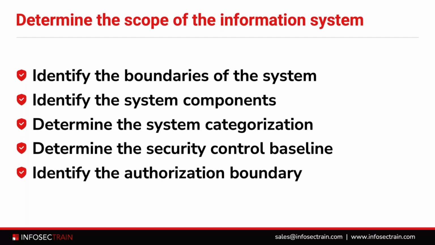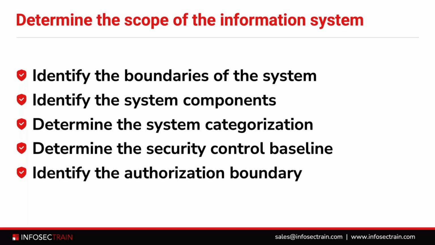Then identifying the system components basically involves identifying the hardware, the software, and any other components that are part of the information system. Determining the system categorization is the topic we'll be deep diving into. But at a high level it involves determining the potential impact to the organization and to individuals with respect to CIA, confidentiality, integrity, and availability of the systems and their components.